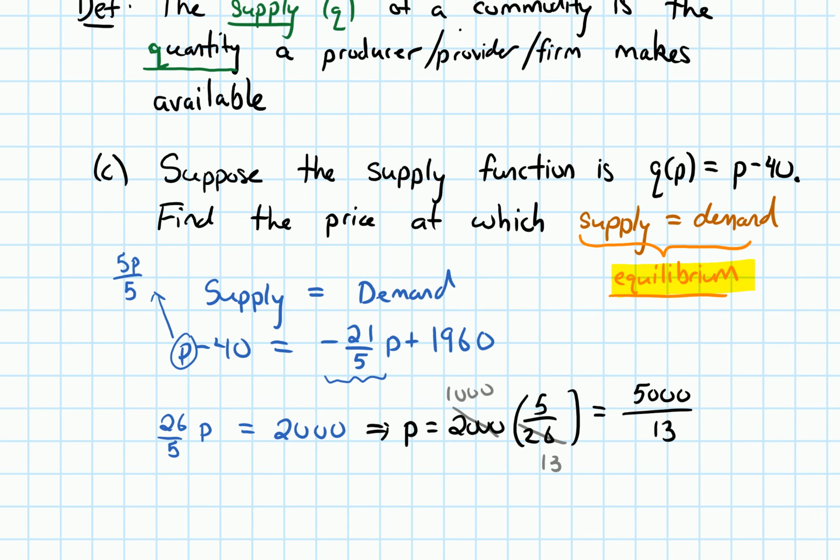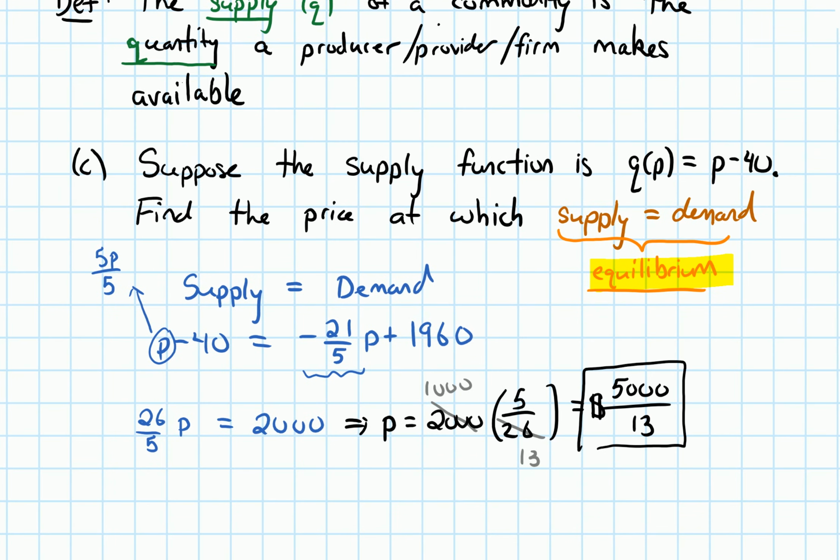And this is a price, so the units of this are dollars. Okay, and that is what it wanted. It wanted the price at which this happens, and that's the price. If I wanted to put this in decimal form, I could use a calculator. Let me just go ahead and round this to 2 decimal places to get a feel for how much this is. This is about $384.62. So that's how much Target would need to charge for a Nintendo Switch if it wanted the supply to be equal to the demand.